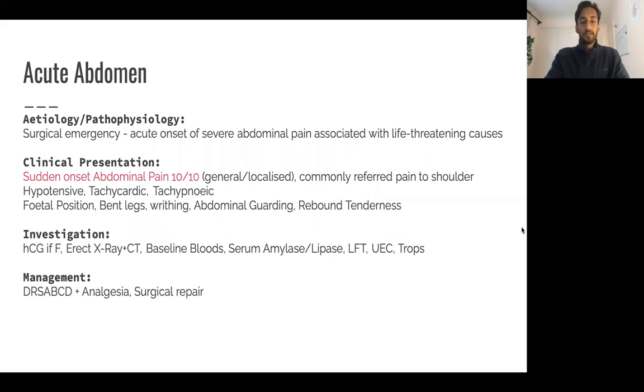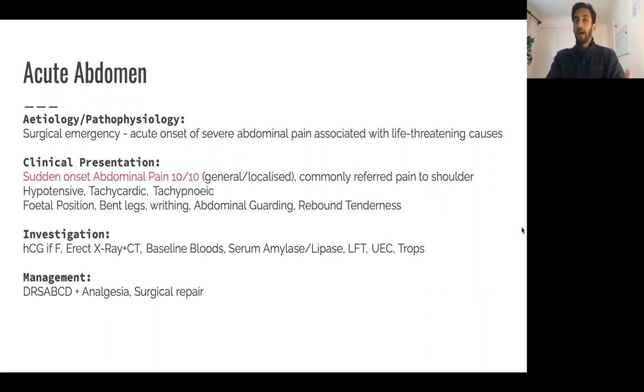So this is a classic differential for your acute abdomen. Mesenteric ischemia, not a huge presentation that you should know about. Just know the basics in terms of how to diagnose it. But acute abdomen is a classic OSCE station. Sudden onset 10 out of 10 abdominal pain can be generalized or localized, can be referred to the shoulder. The patient could be hypotensive, tachycardic. It all depends on the actual underlying condition.